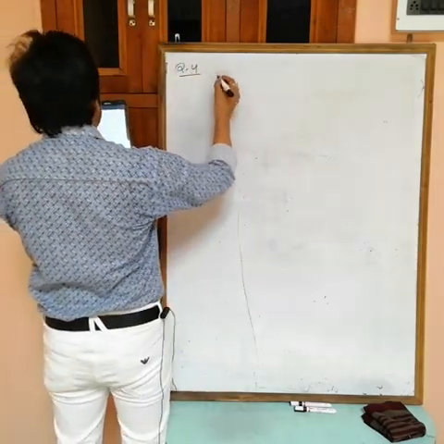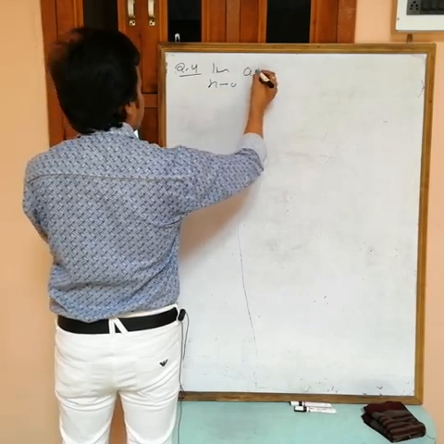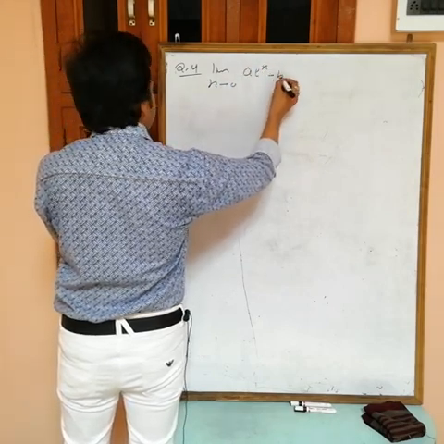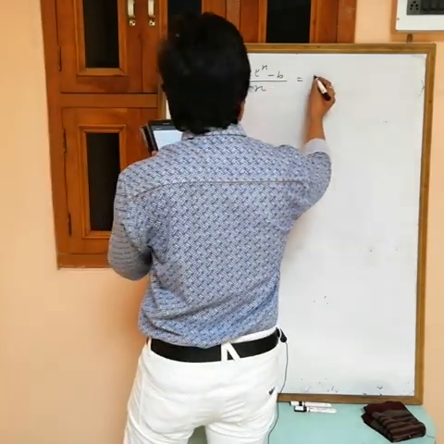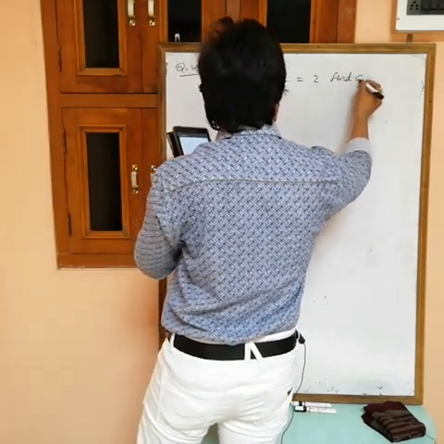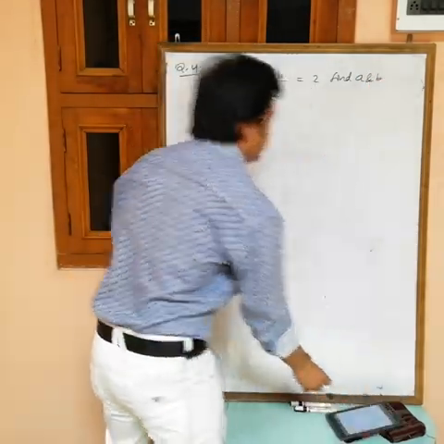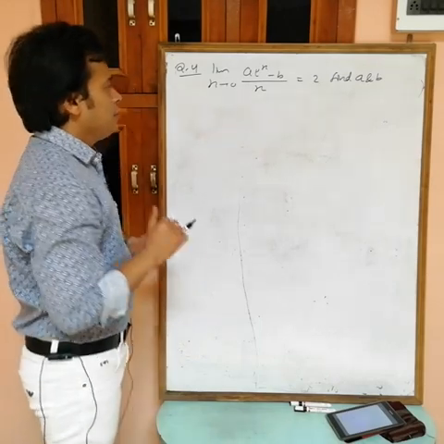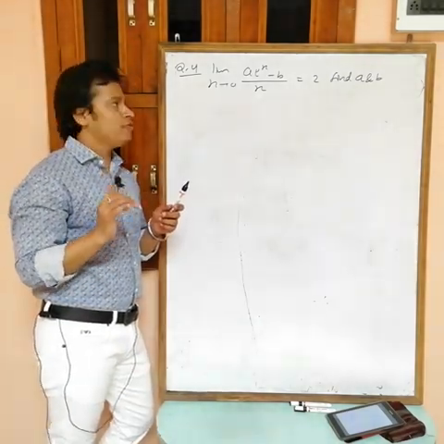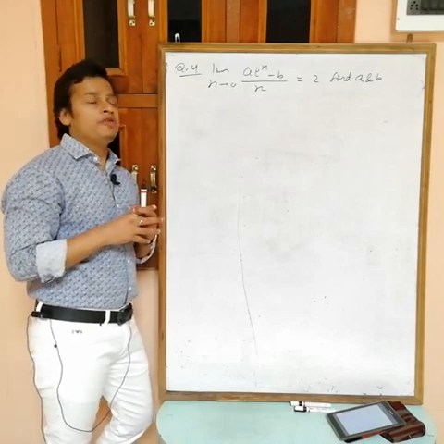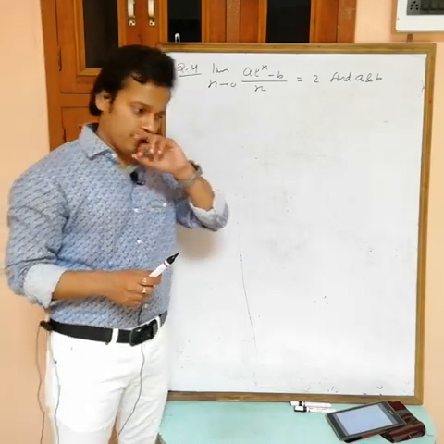Next, question number 4. Limit x tending to 0, (a e power x minus b) by x equals 2. Find a and b. Okay, it is given that the value of the limit is finite and equals 2, and we have to find the values of a and b. It means we want a and b so that the limit is equal to 2.